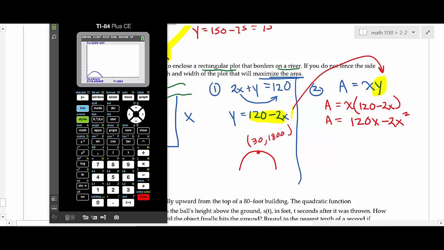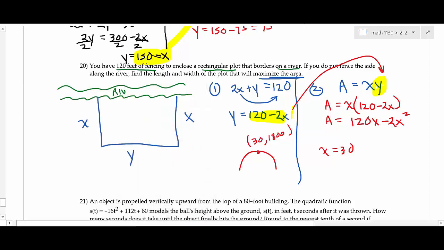Is that right? Sometimes I can't see this little print, and I can't zoom in on that calculator. Okay, so that's what you end up getting: x is 30. So we got that. That would be the first dimension you would get. So we want to use 30 feet of fence there, and then 30 feet of fence there, and then we got to find y. Well, the easiest place to find y is 120 minus 2x.